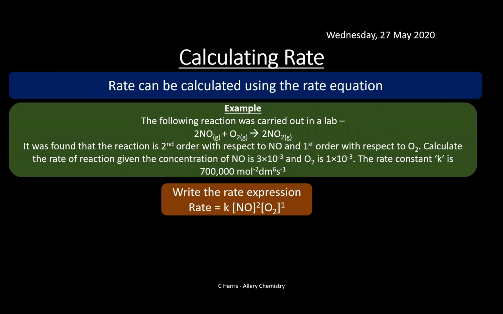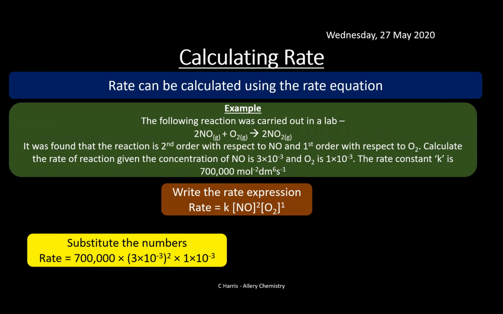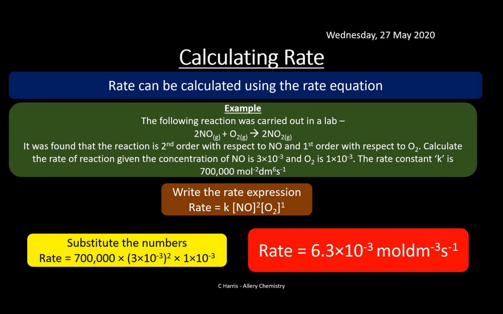Right, so then we're going to substitute our numbers in there. So rate equals 700,000 times 3 times 10 to the minus 3 squared, multiplied by 1 times 10 to the minus 3. So basically, we've put all our numbers in there, but remember we're squaring the NO bit because we've been told it was second order. So the rate of reaction is 6.3 times 10 to the minus 3 moles per decimeters cubed per second. So fairly straightforward. All we're doing is just putting our numbers in and getting our answer from there.